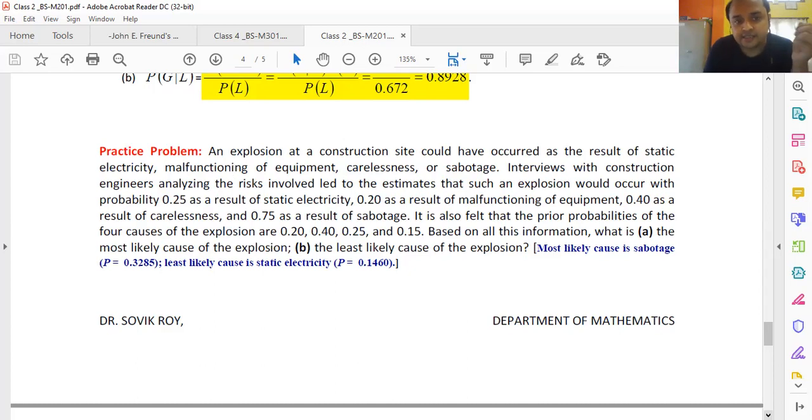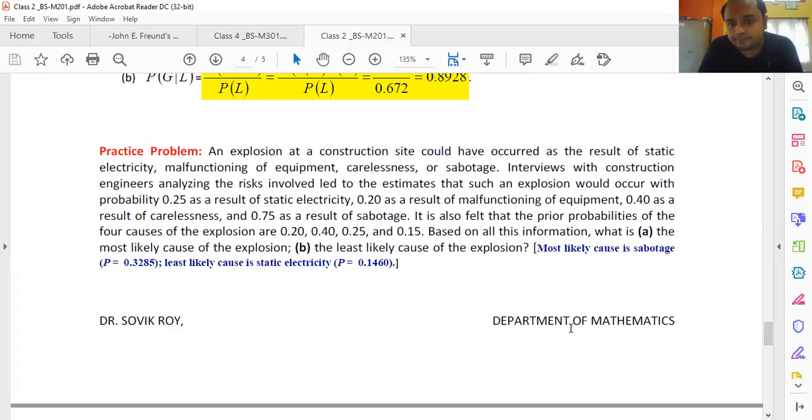Now, this data, 0.25, 0.20, 0.15, is hypothetical data. If I change the data, then different things may come, and the relevance of these data has not been tested.